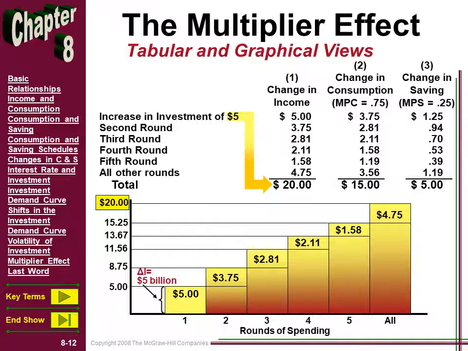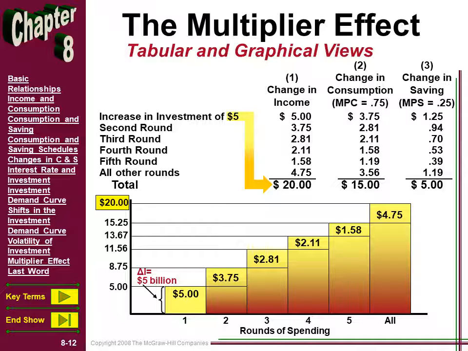The multiplier can be calculated by taking 1 over 1 minus the marginal propensity to consume. So in this case, 1 over 1 minus 0.75, which works out to be 4, or 1 over the marginal propensity to save will also give us the value of the multiplier. So 1 over 0.25, which obviously also equals 4. So the multiplier in this economy is assumed to be 4.